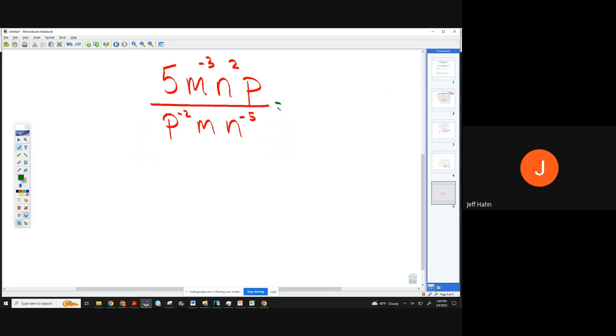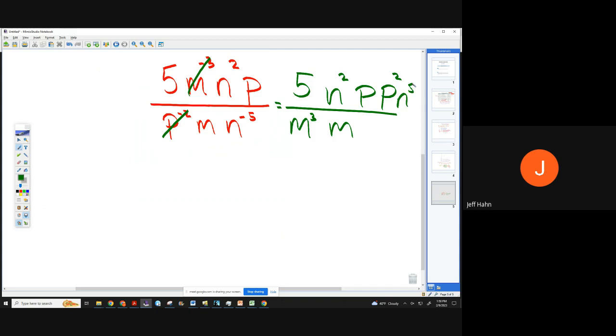Let's just rewrite it. The 5 stays up top. The m to the third goes down, right? It gets rid of this. The n squared stays on top. The p stays on top. The p to the -2 moves from the bottom to the top because I need to make that positive. So this becomes p to the +2. The m stays on bottom, and the n to the 5th moves up top. Stop me there if you didn't get it. Anything that had a negative exponent, I moved it from bottom to top and changed the sign of the exponent.